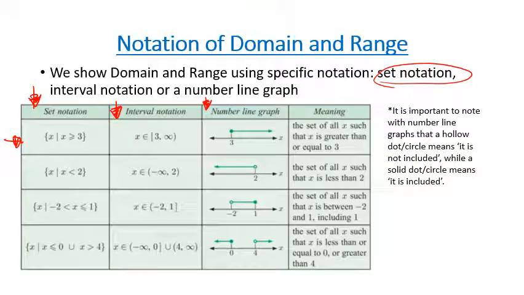It's important to remember with number line graphs, if the dot is hollow, it means it doesn't include that value. Here's an example where the dot is hollow on the 2, so it means less than 2, not less than or equal to. Whereas in our first example with the 3, it's solid, so it's greater than or equal to. So a solid dot means or equal to, a hollow dot means it doesn't. These are all different examples we're going to use to write down or communicate our domain and range.